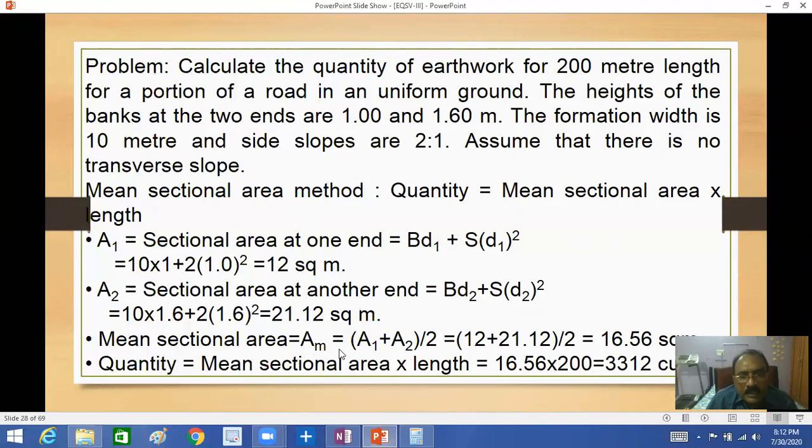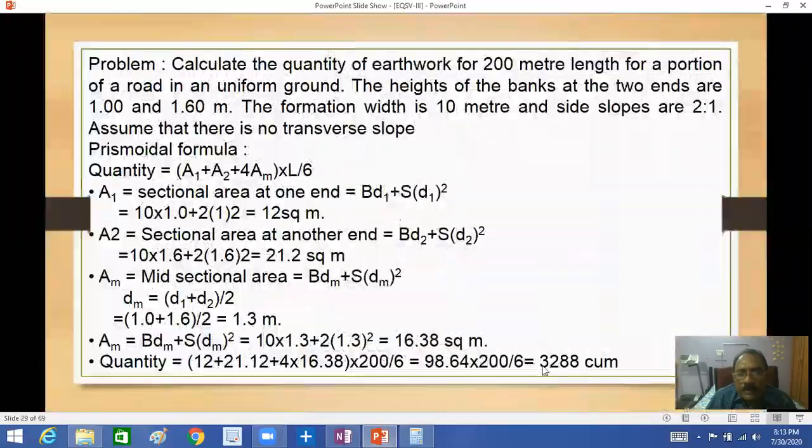Like that, this is the mean sectional area. In the mean sectional area method, we take the average area of the first and last section, and to get the quantity, the volume is multiplied by the length, that is 200. Here we got 3,312, and by this prismoidal formula, instead of that one, you got a slightly lesser value, 3,288. We will see one more problem in the next class.